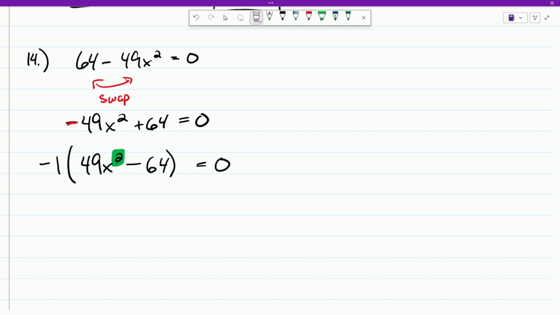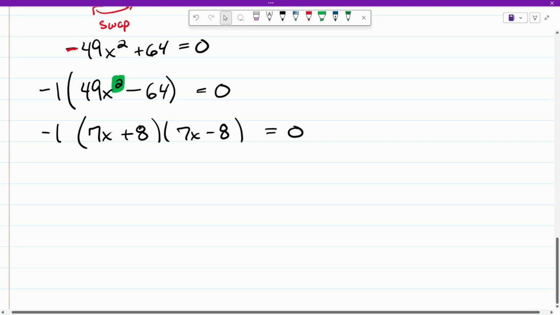So this is going to FOIL. Oh, I just said that word. Oh my gosh, I hate myself. I'm going to rewrite this as the multiplication of 2 binomials. And since this is difference of squares, it will break down into its conjugate pairs. 7x plus 8, 7x minus 8.